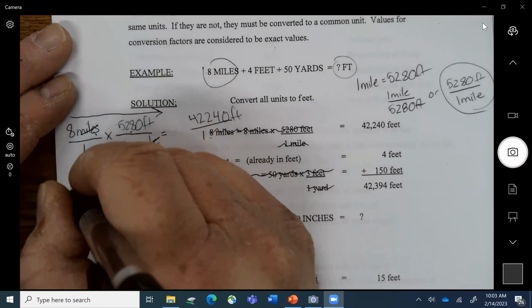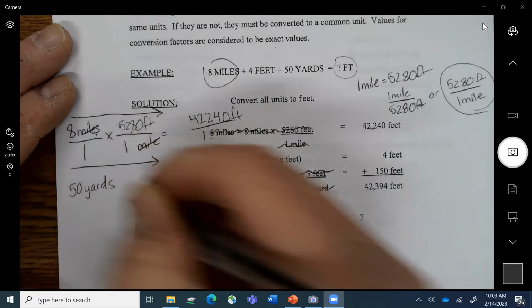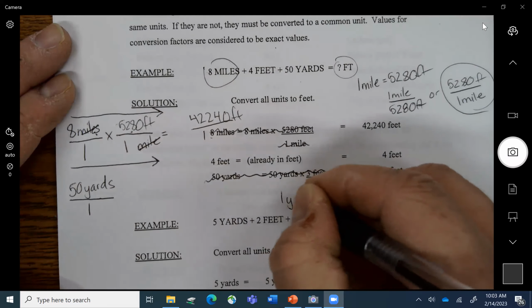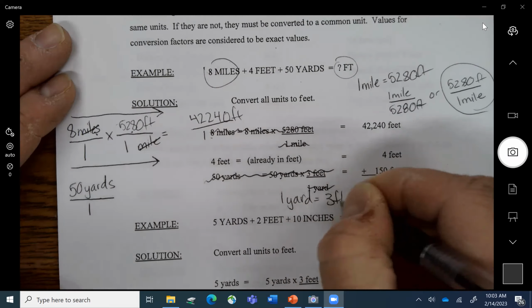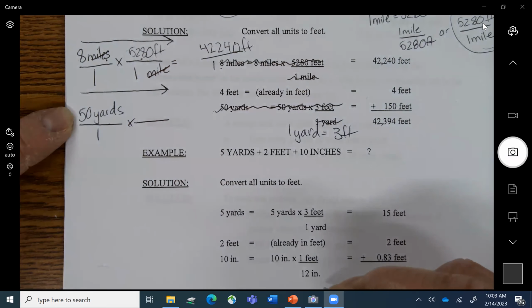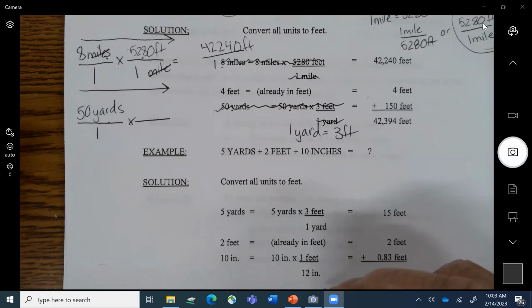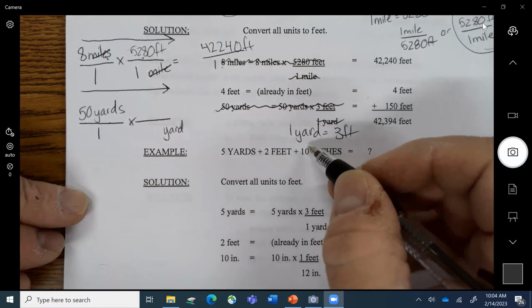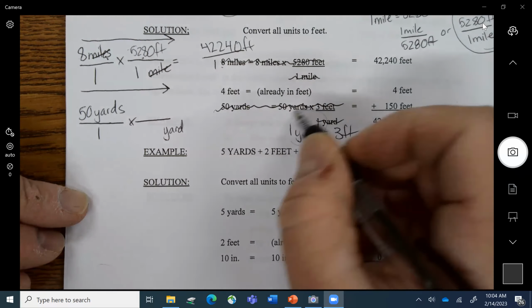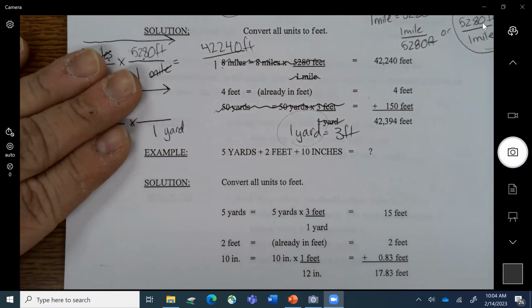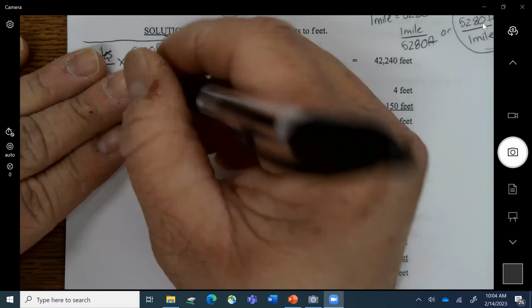All right, the next one is 50 yards. So I'm starting with this. It is over 1. Well, I know that 1 yard equals 3 feet. Kind of like this, okay? So my yards are where? They are on the top. Where do they need to be to cancel? They need to be on the bottom here. So I know my conversion factor is 1 yard equals 3 feet. So the yards has to be on the bottom, and then ask yourself, ignore this and go, well, what does 1 yard equal? It equals 3 feet.